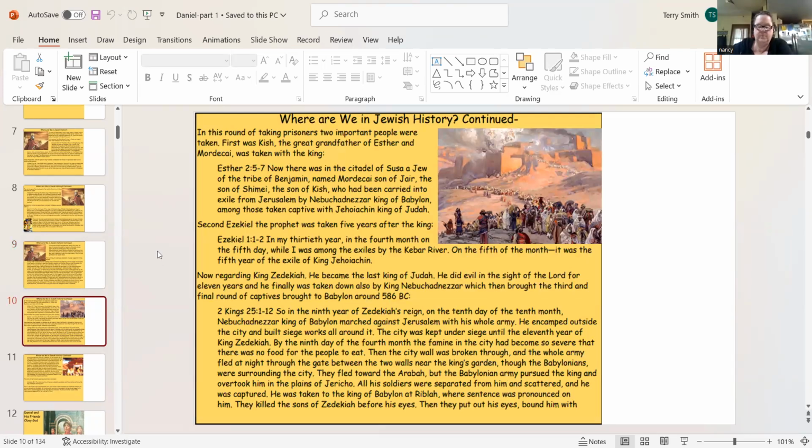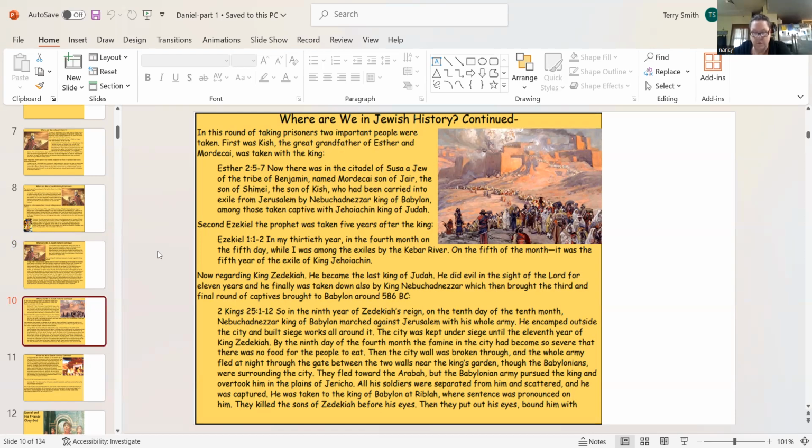In this round of taking prisoners, 2 important people were taken. First was Kish, the great-grandfather of Esther, and Mordecai was taken with the king. Esther 2:5-7. Now there was in the citadel of Susa a Jew of the tribe of Benjamin named Mordecai, son of Jair, the son of Shimei, the son of Kish, who had been carried into exile from Jerusalem by Nebuchadnezzar, king of Babylon. Among those taken captive was Jehoiachin, king of Judah.